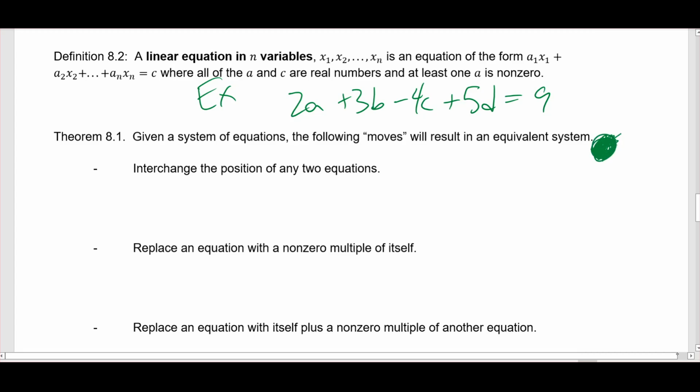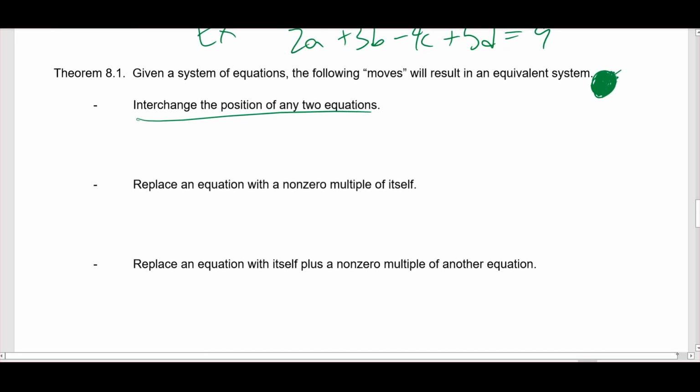So, right, we can add the same thing to both sides of an equation, and it's still the same thing. And we can switch places, and it's still the same. So we can interchange the position of any 2 equations. We're just trading their places. We can replace an equation with a non-zero multiple of itself, right? If I have that a equals b, then that means that a times c is the same as b times c, as long as c is not 0.